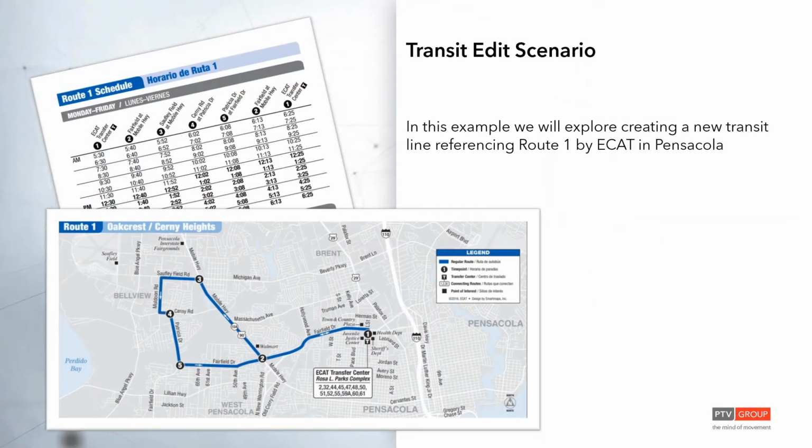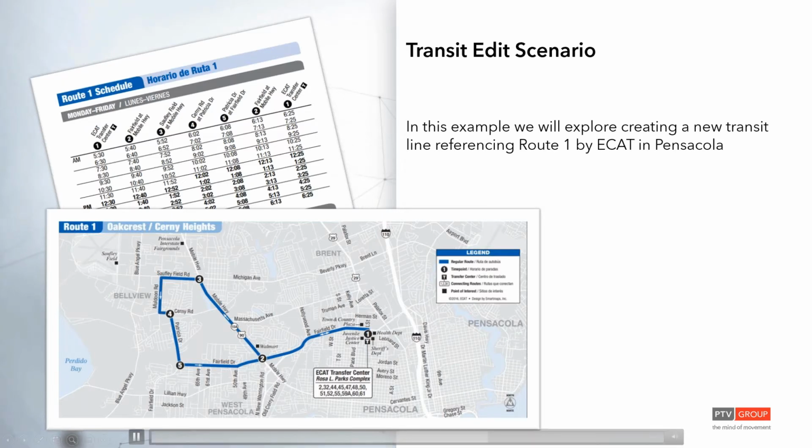We're going to be doing a transit edit scenario. In the last training for the D1, we ended up doing an update to an existing line. In this case, what we're going to be doing is adding a full new line with a new operator and everything like that. So we're just going to start from the ground up. And I just chose Route 1 by ECAT in Pensacola.